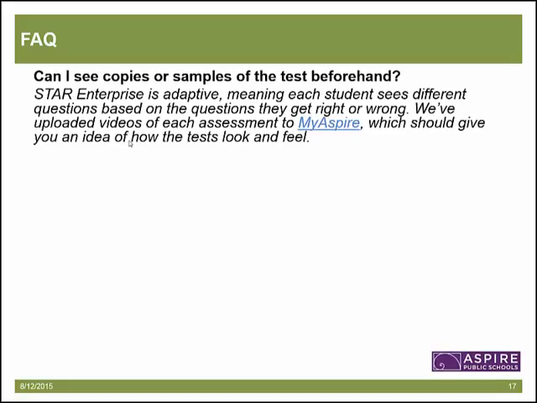Okay, frequently asked questions. Can I see copies or samples of the STAR test beforehand? Unfortunately, the answer is basically no. So STAR Enterprise is an adaptive test, meaning that each student is going to see a different version of the test every time that they log in. We have uploaded some videos for each assessment onto MyAspire, and they are linked in the training document that you will receive. You should definitely review these either on your own or even with your students if you want to give them a sense for how the test looks and feels.